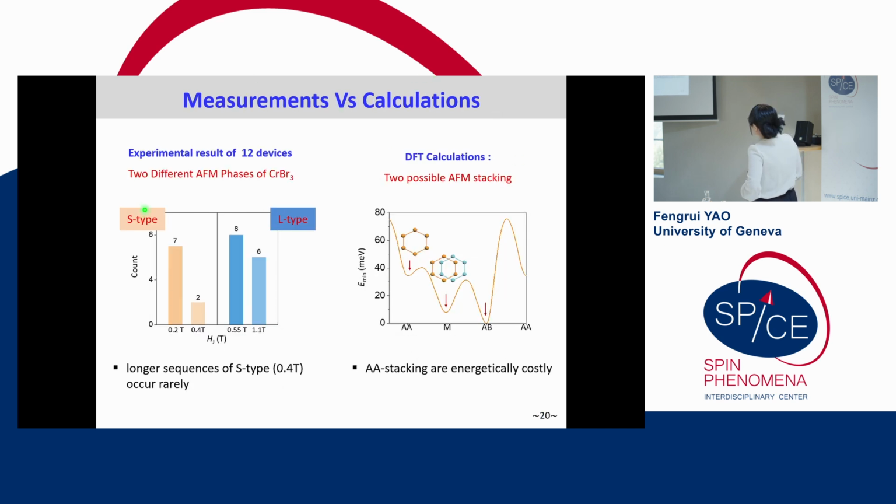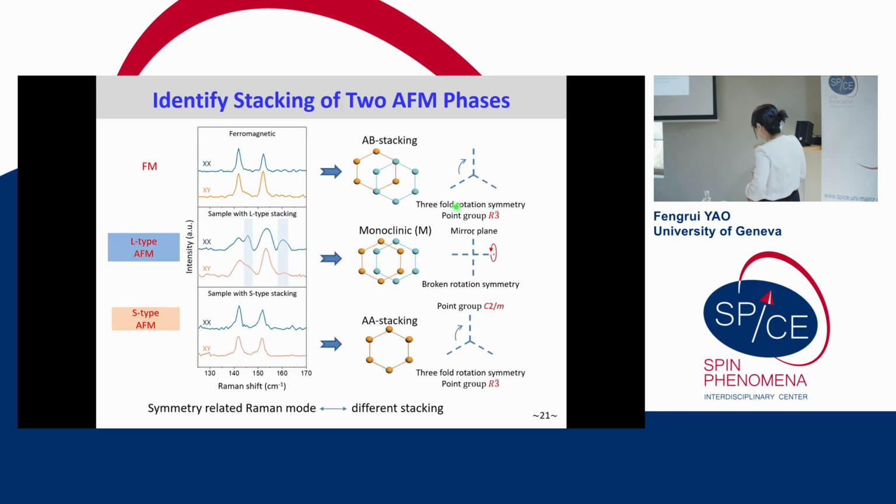So recall here, using tunneling measurements, we measured these two antiferromagnetic phases. But considering the DFT calculations, there are also two stackings that will show antiferromagnetic behavior. But how do we correlate these two magnetic states to these different stackings? We use polarized Raman.